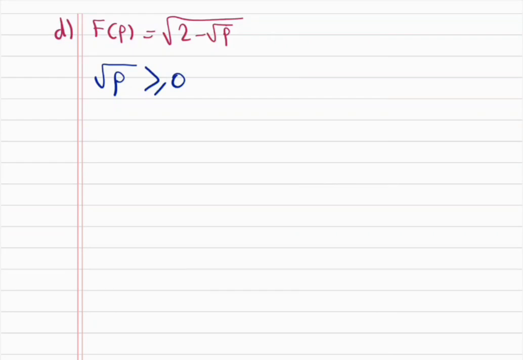And of course, this implies that p must be greater or equal to 0. So that's the first range that we get, but we are not done yet because there is another part to this question as well, which is this bit, because we have another square root, 2 minus root p, and that means that 2 minus root p must also be greater or equal to 0 because it's very important.